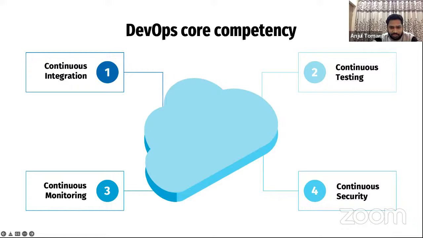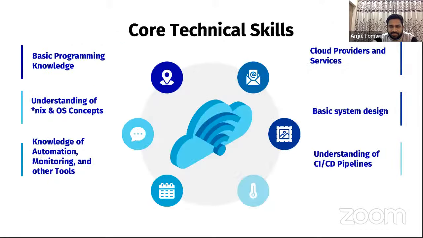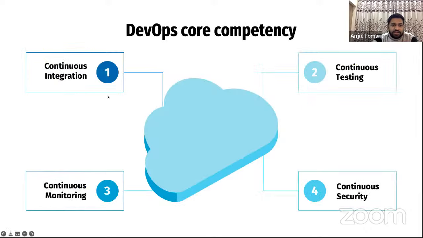Let me just go back actually, and let me show you how it's helpful. Right. So: improve collaboration, rapid delivery, speedy execution, sustained software development. Now you'll see how these three parts happened. It all happened because of the core competencies of the DevOps, which is continuous integration, continuous testing, continuous monitoring, and continuous security.